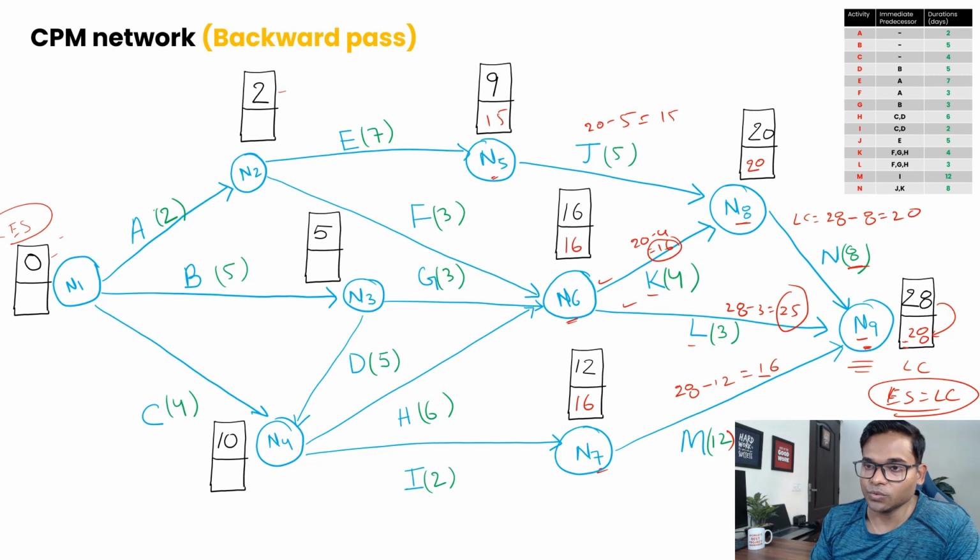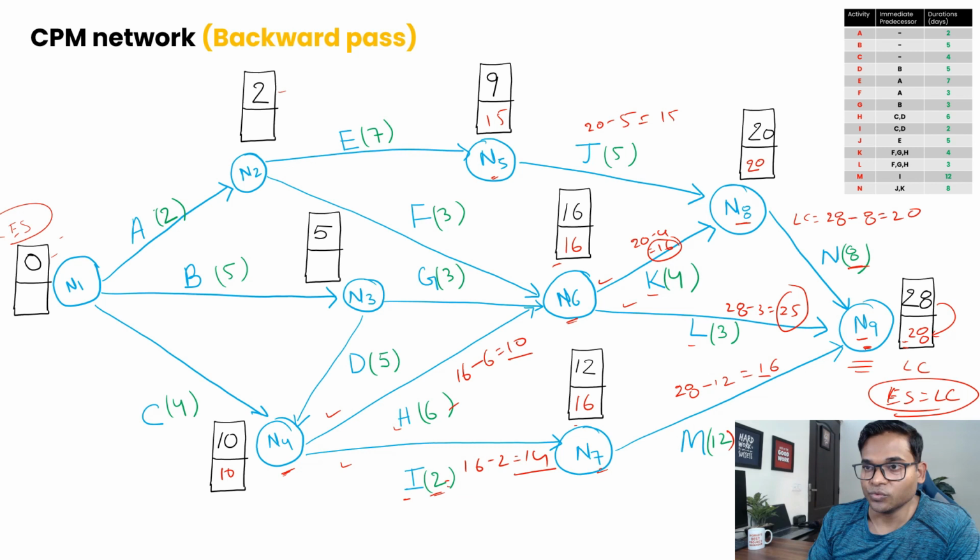Now moving on to node 4. If you see node 4, there are two activities going out, one is H, one is I. So we need to calculate for both lines. Remember the last LC calculated for node 6 is 16. So 16 minus duration 6 will be 10. For this path, LC was 16 but the duration is 2, so that becomes 14. So we have 10 and 14. 10 is the minimum, so we'll keep 10 here.